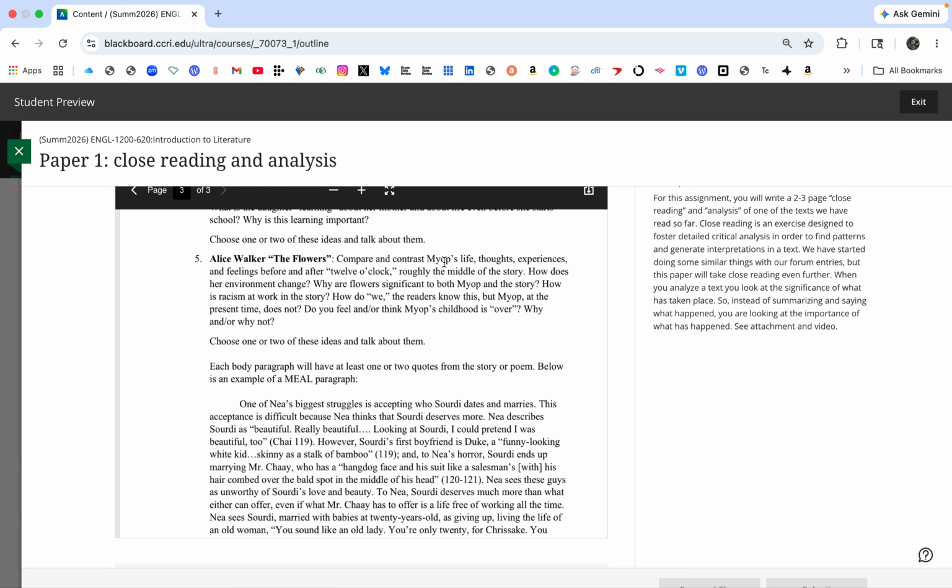Compare and contrast Myop's life, thoughts, experiences, and feelings before and after 12 o'clock, roughly the middle of the story. How does her environment change? Why are flowers significant to both Myop and the story? How is racism at work in the story? How do we, the readers, know this, but Myop at the present time does not?